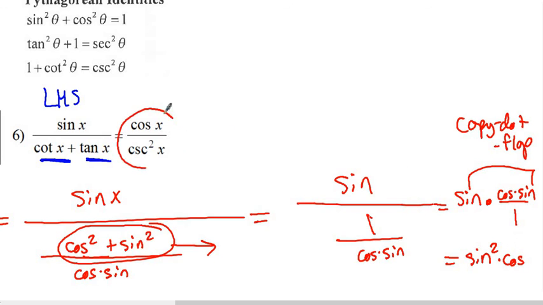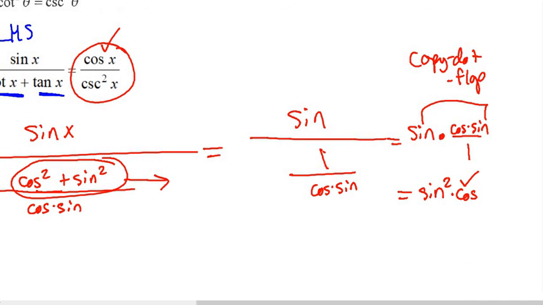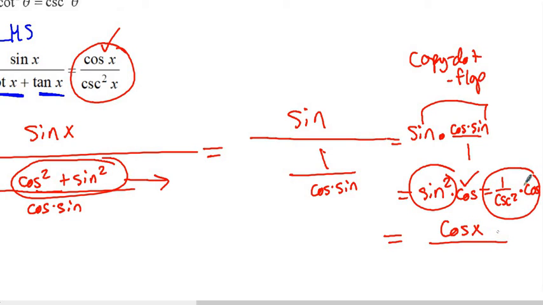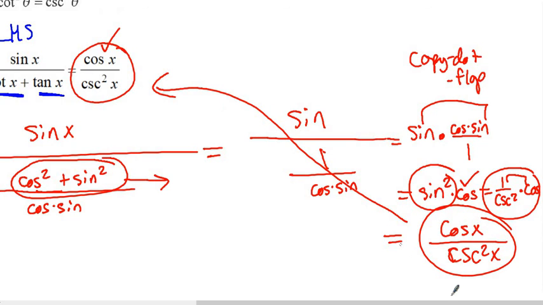Now's a good time to look back at what we're trying to prove. Well, we have the cosine right here, so that's a good, pardon the pun, but that's a good sign. Cosine over, and then we need an over cosec squared. So how can we do that? We could say cosine, and then another way of saying sine squared is 1 over cosecant squared. So we have 1 over cosecant squared times cosine. That's the same thing as cosine over cosecant squared, and that's exactly what we wanted to prove. That was the right hand side, so we're done. We proved it.